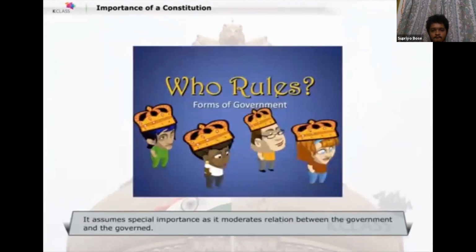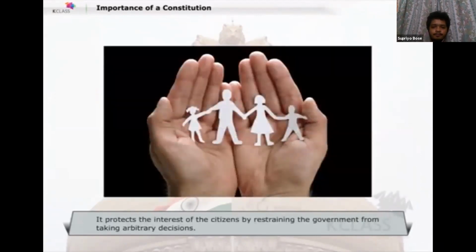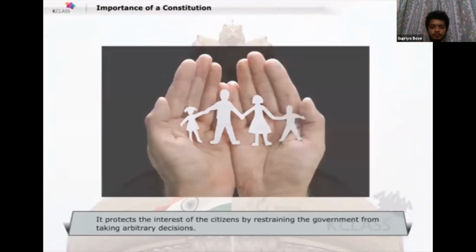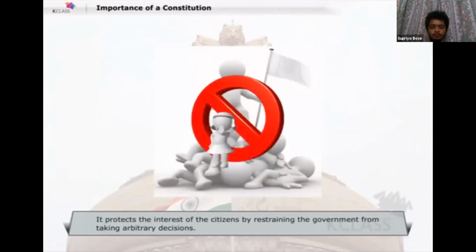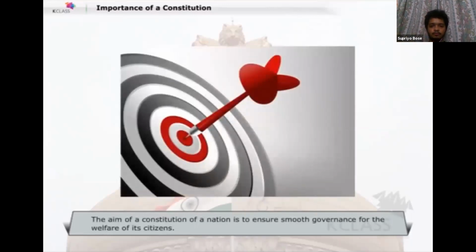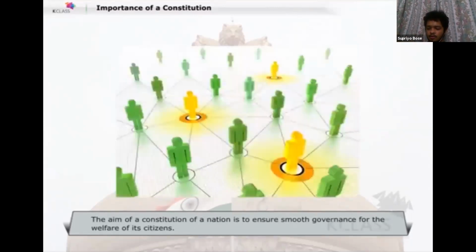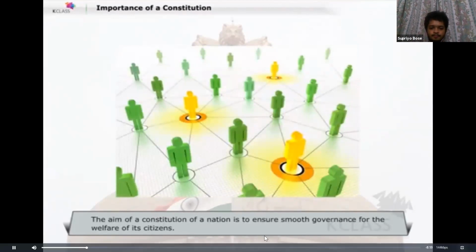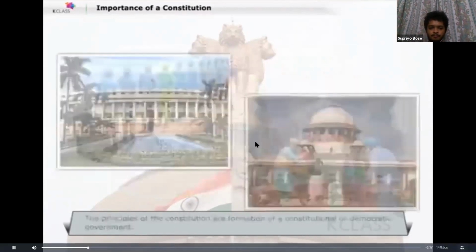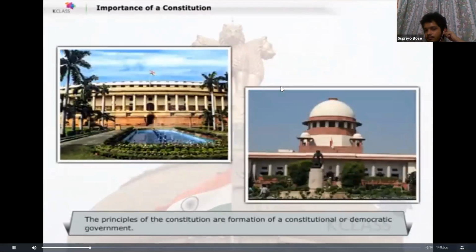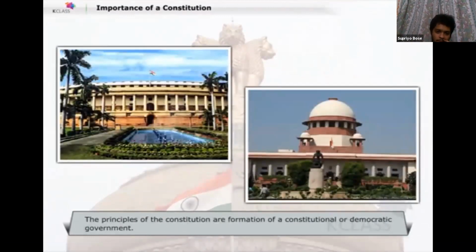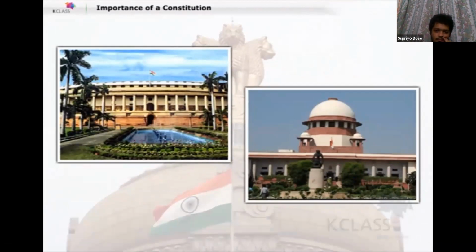It assumes special importance as it moderates the relation between the government and the governed. Further, it protects the interest of citizens by restraining the government from taking arbitrary decisions. The aim of a constitution of a nation is to ensure smooth governance for the welfare of its citizens. The principle of the Constitution distinguishes a constitutional or democratic government from that of an absolute monarchy or a dictatorship.